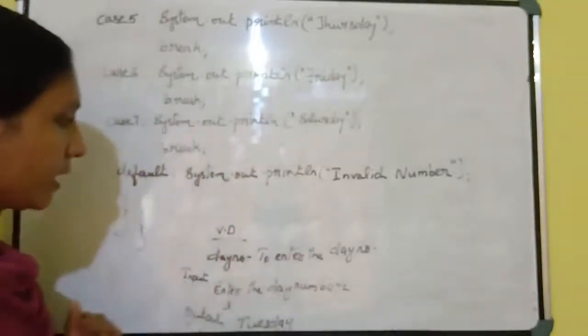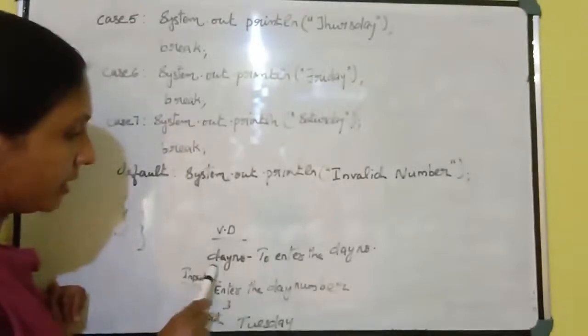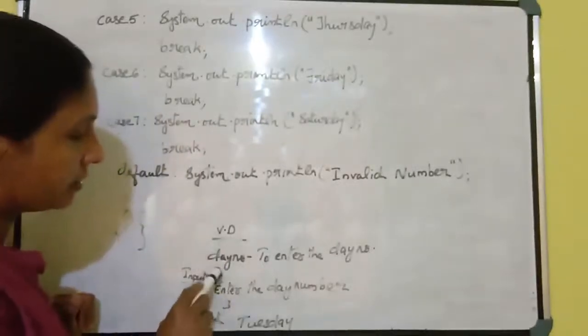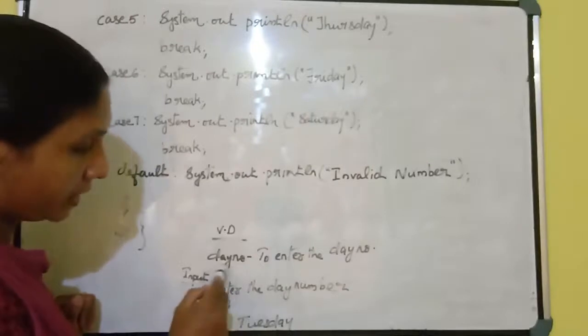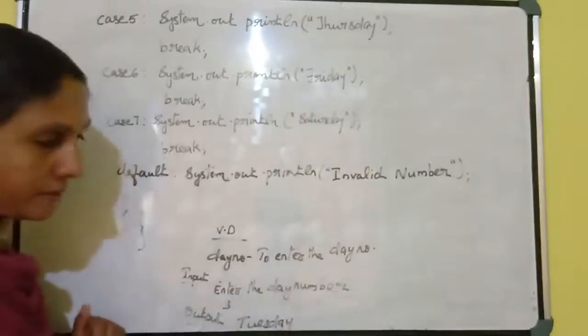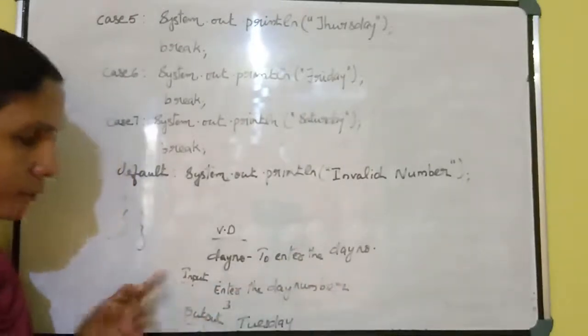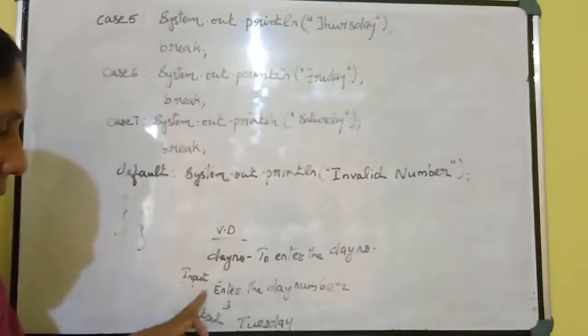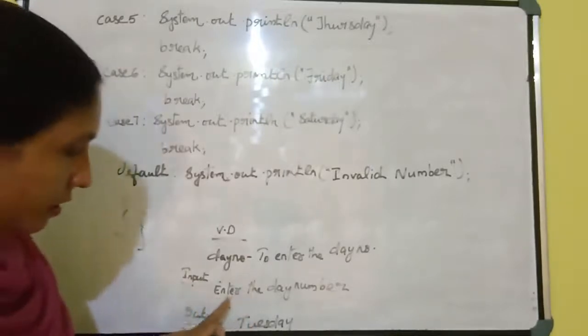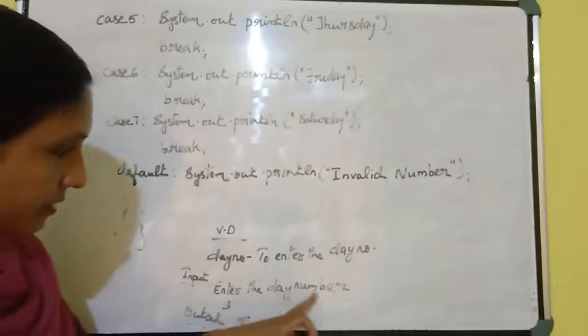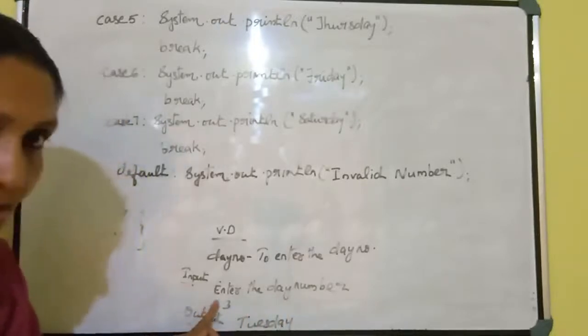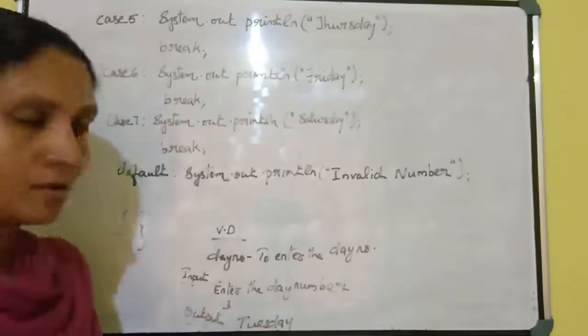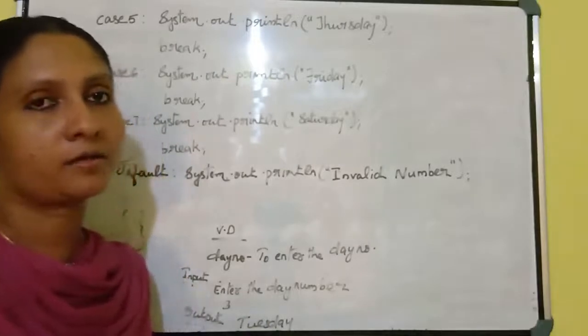And at last, we need to write the variable description also. Here we used only one variable. What is that? Day no. What's the purpose? To enter the day number. And input: how do you give the output? First the user will get the message, enter the day number. Then if we write 3, he will get the output like this, Tuesday.